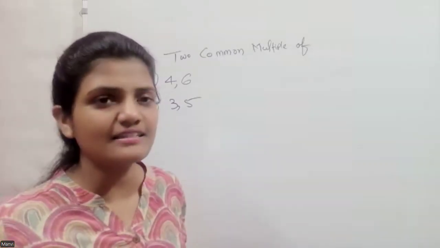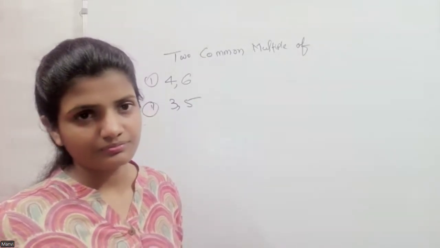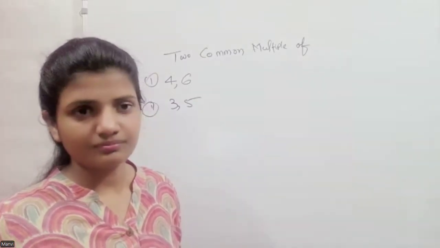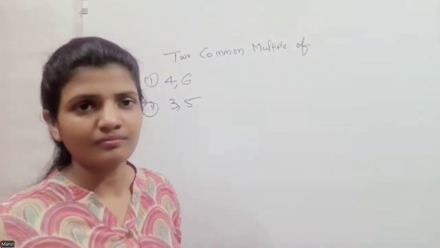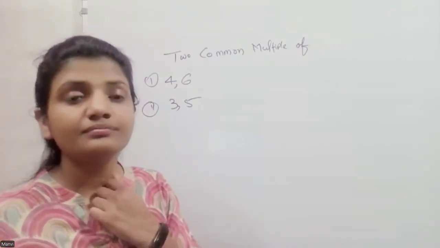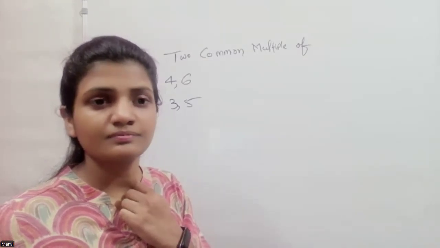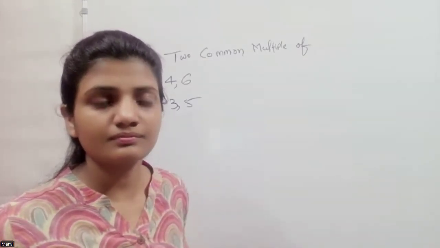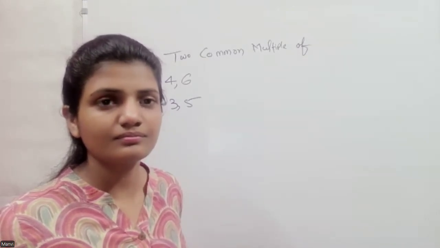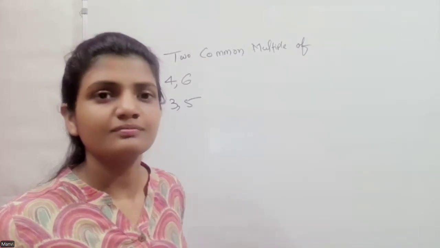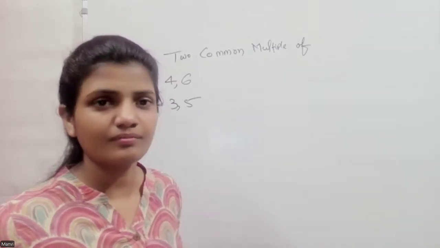How did you get the answer? Okay, so you find the multiples of 3: 3, 6, 9, 12, 15, 18, then 21, and so on. Then we find the multiples of 5: 5, 10, 15, 20, 25, 30, and so on. Now you find the common multiples.